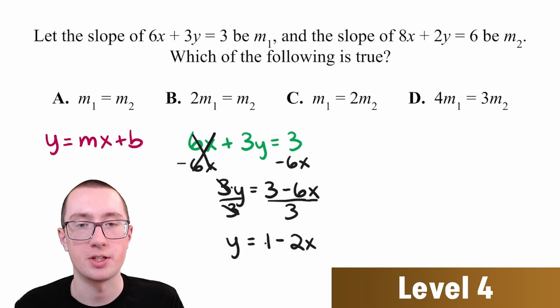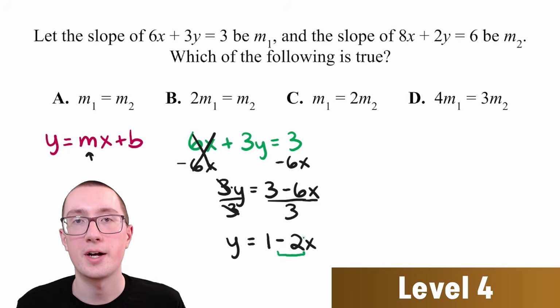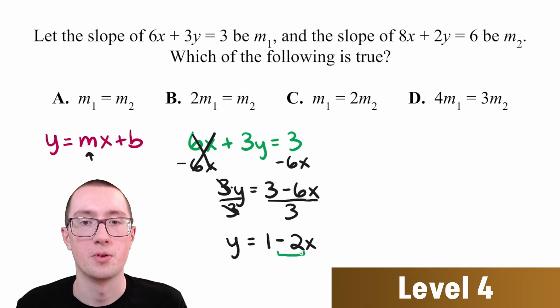I know it's a little weird because the b is before the m, but it doesn't matter. The slope is the number that's multiplied to x. In this case, that number is negative 2. Remember that the minus signs always stay with your slope. So we've determined that m1 is equal to negative 2. So let's go ahead and find out what m2 is now.